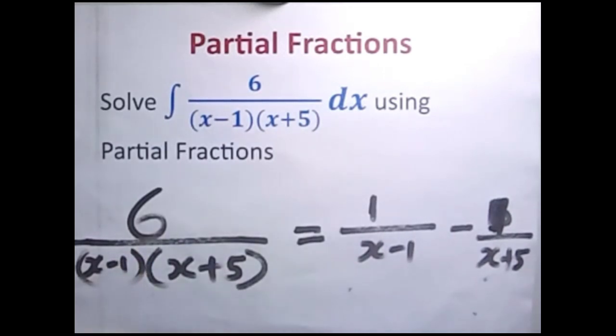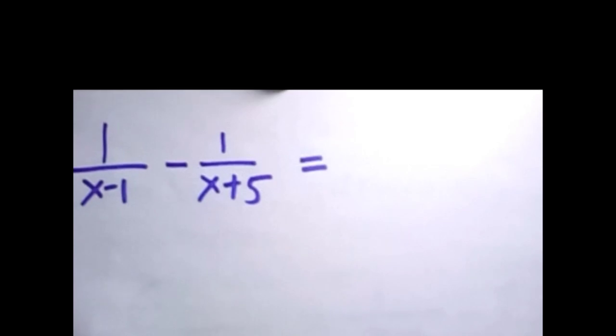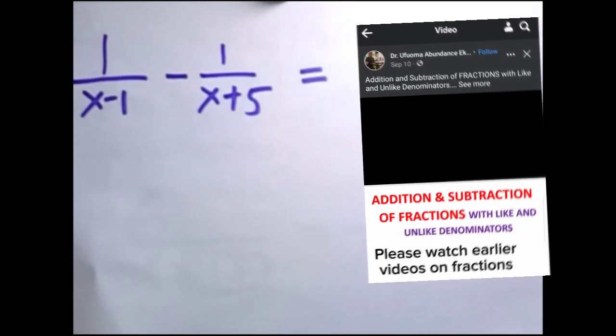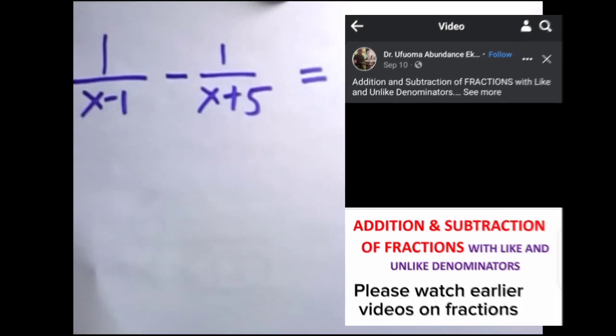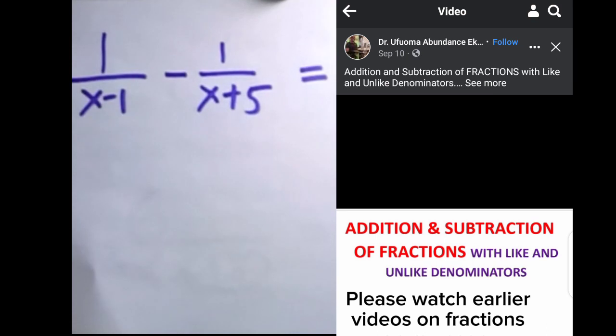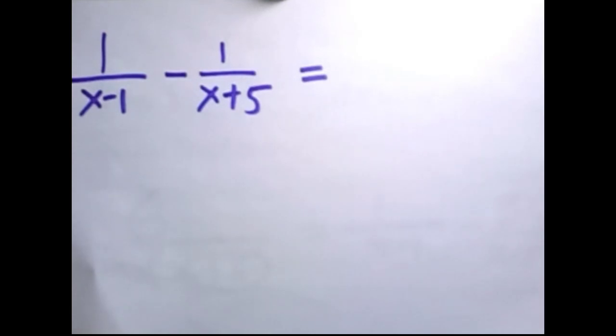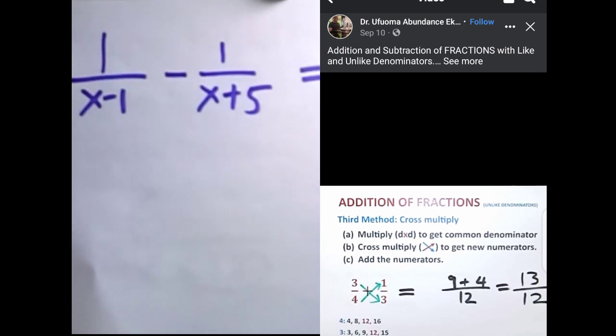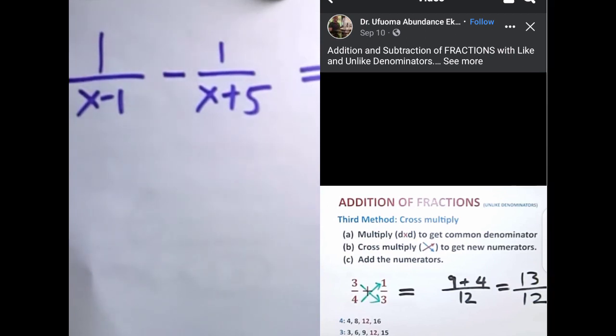So how do we do that? That should be very simple, guys. Recall in one of my earlier videos, go back to my page or my YouTube channel where I treated the topic of addition and subtraction of fractions with unlike denominators. I told you there are two methods we could use: the method of finding the LCM and the method of multiplying the denominators. In this case, we are going to use the method of multiplying the denominators.